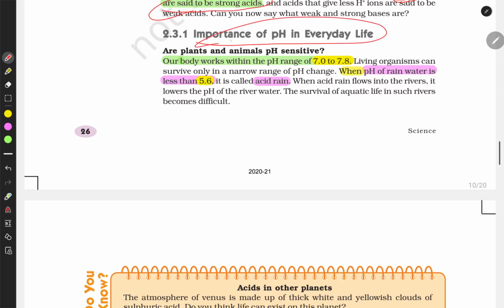Now let's talk about the importance of pH in our daily life. Our body works within a pH range of 7.0 to 7.8. It is slightly tilted towards basic. Living organisms can survive only in this narrow range of the pH scale. When the pH of rainwater is less than 5.6, it is called acidic rain. This is important from the exam perspective. When the pH of rain comes down below 5.6, this is called acidic rain.